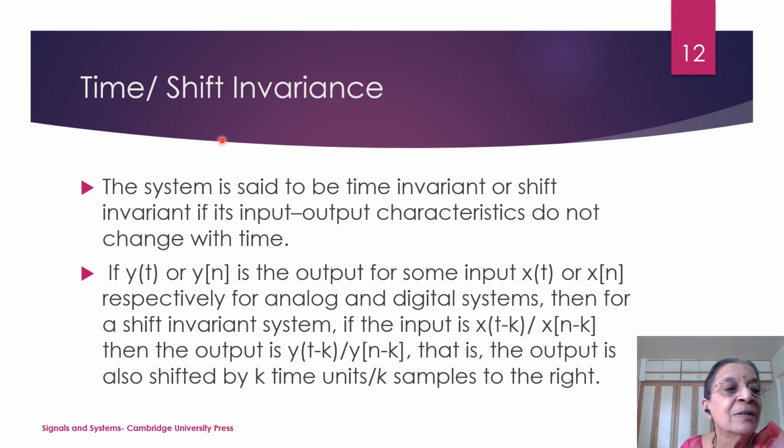Now there is another property called time invariance or shift invariance. What is this property? So suppose, let us say that I know the output for a system for the input as x[n]. Now if I shift this x[n] by some k samples, does the output also shift by the same samples? If it is so, then I will say that it is time invariant. So y(t) or y[n] is the output of some input x(t) and x[n] respectively for analog and digital systems. Then for a shift invariant system, if the input is translated by k units of time, and in this case k samples here, then the output will also be translated by the same amount. Then we'll say that there is no change in the nature of the output, it is just getting shifted. Then it is called time or shift invariance.